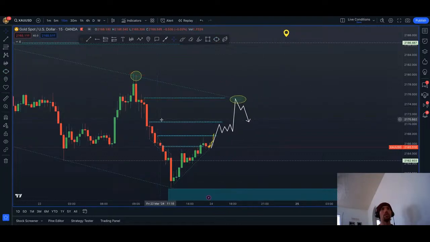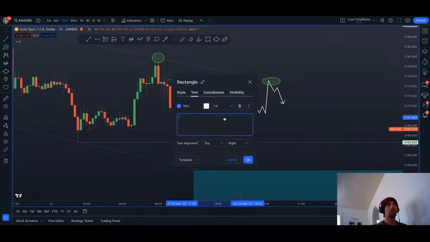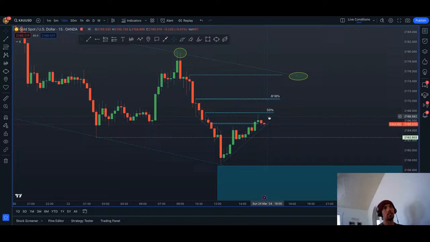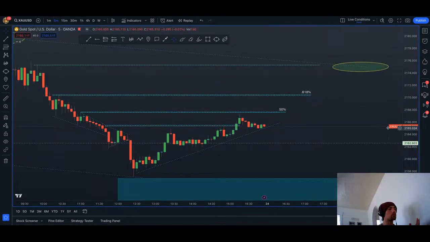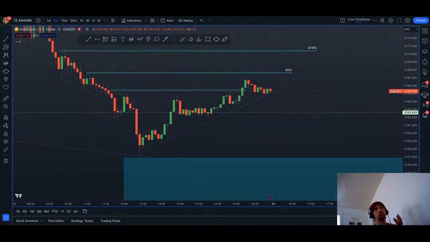Delete. And let's go ahead and name these. So 50%, 0.618. We'll take this off. We'll take this off. And now we're going to scale back in. So now we can start to get a better idea for our entries and what we want in the market.